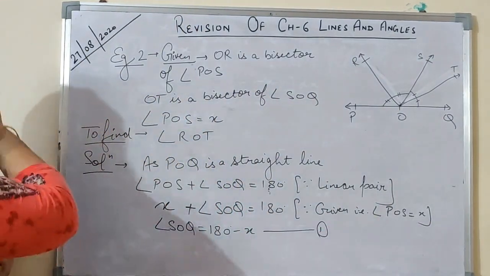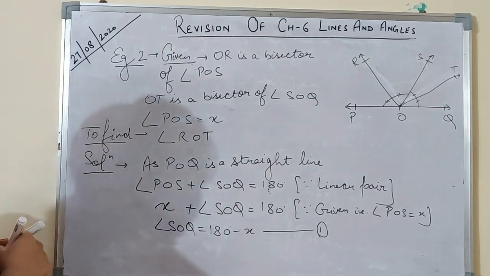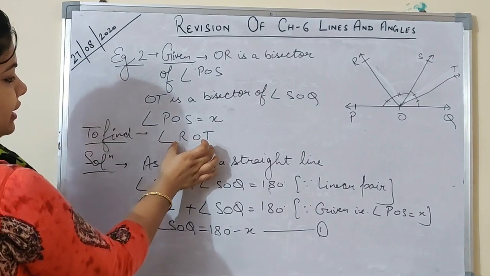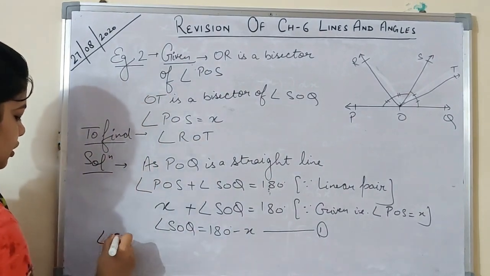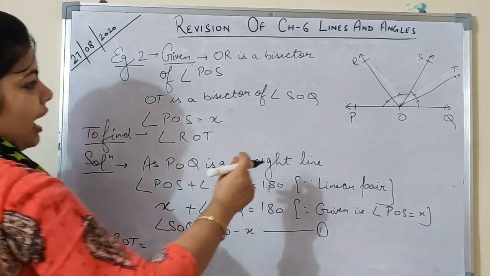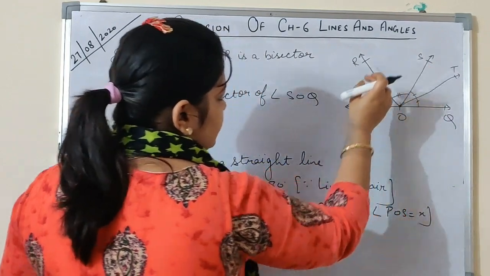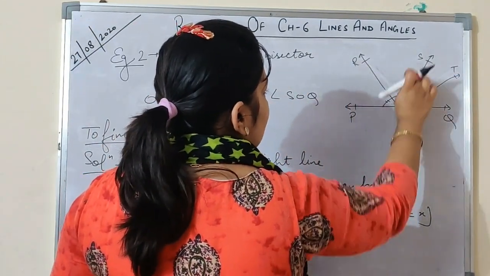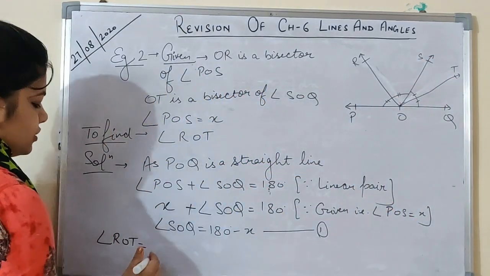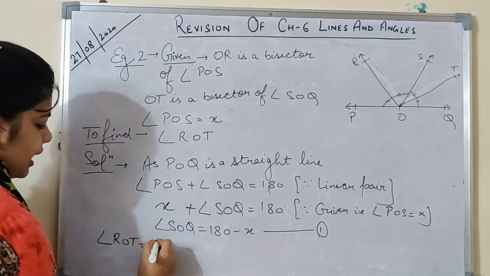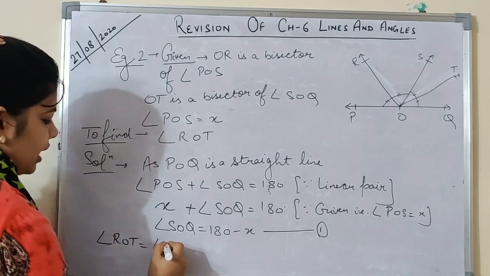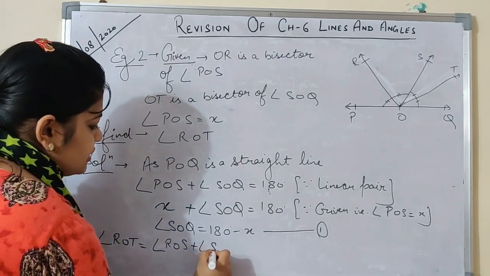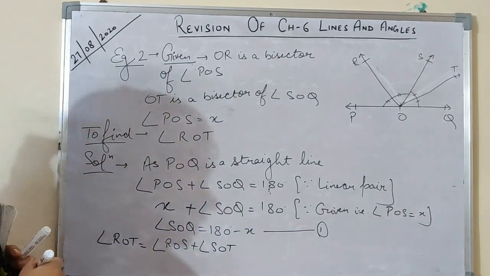Now what I will write is that as I need angle ROT, as we have to find angle ROT, according to the figure we will write that angle ROT is made up of angle ROS plus angle SOT. So I can write that angle ROT is equal to angle ROS plus angle SOT.